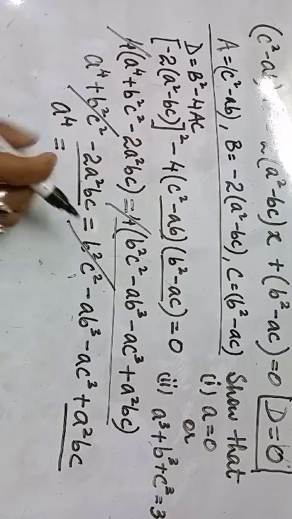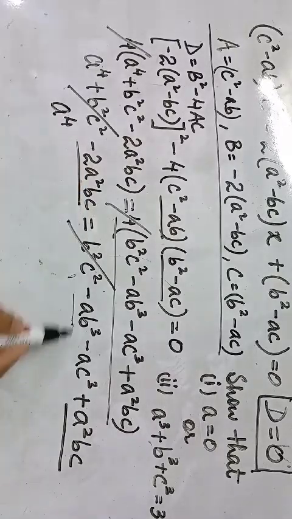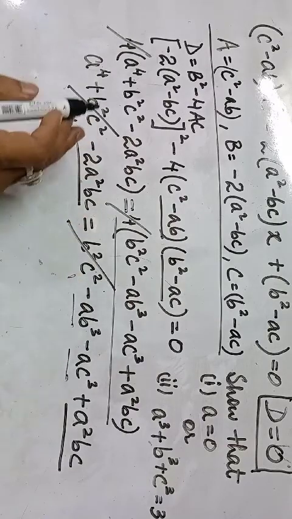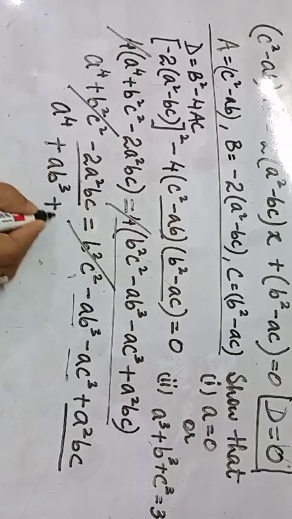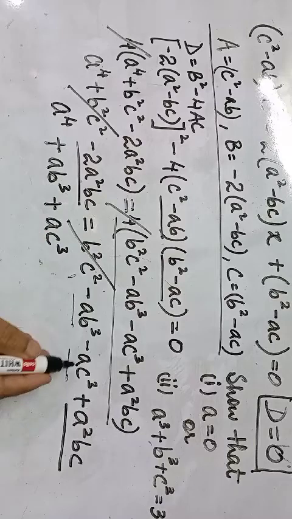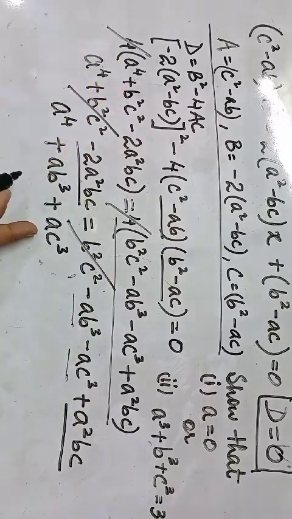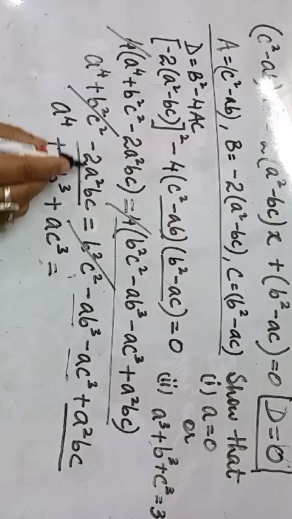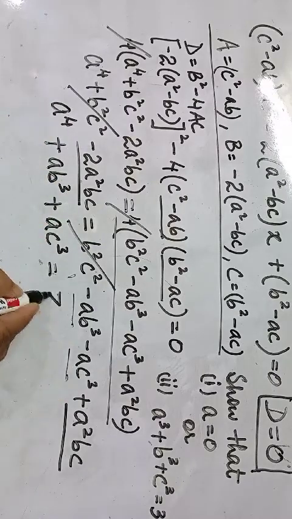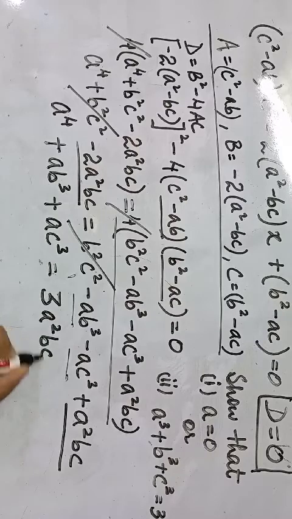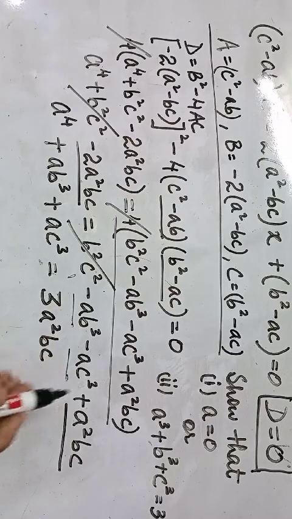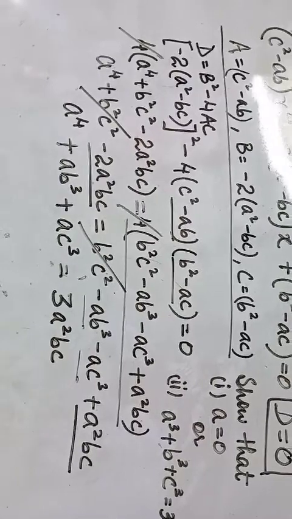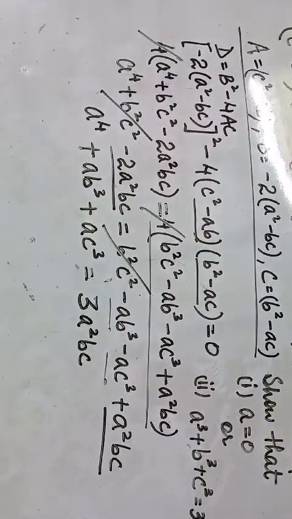One more thing that I'll do, I'll take these three negative terms to the left side to make them plus. So you see, ab cube and plus ac cube. So I have taken these negative terms to the left side, made them plus, and similarly I'm going to take this negative term to the right to make it plus 3a square bc. Why 3? Here it was 2. When it went to the right, it became plus 2, and there was already 1 here. So 3a square bc.